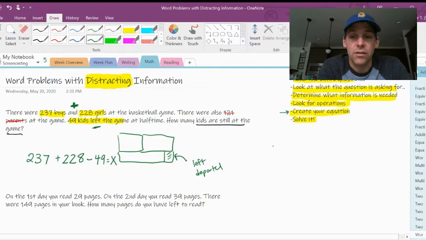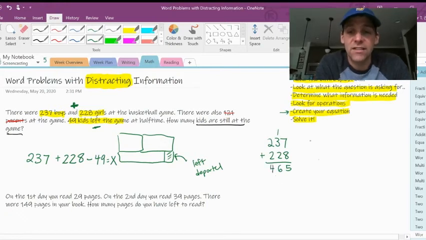So over here, I do 237 and 228, 7 plus 8, I know, as you're all saying, is 15. Bring that 1 up to the top because I've got my 10. 3 and 1 is 4, plus 2 is 6. 2 and 2 is 4, so that'd be 465. I can then take this 465 and subtract my 49 from it.